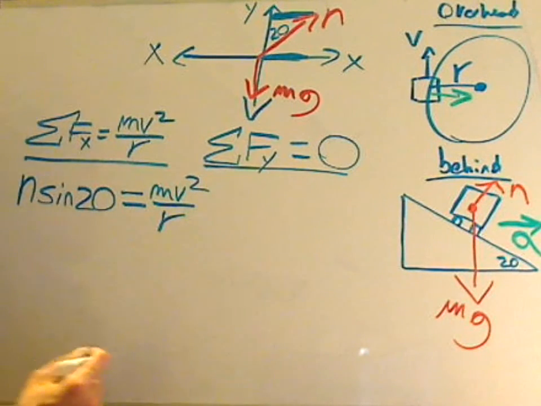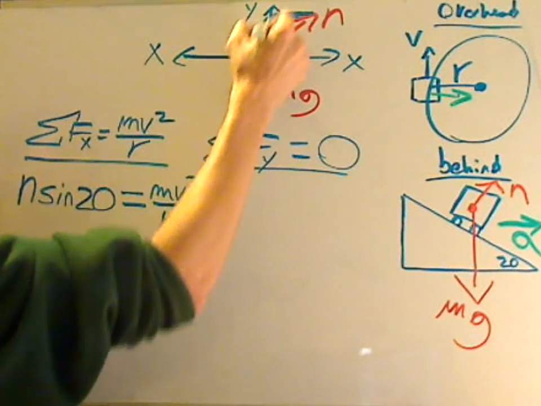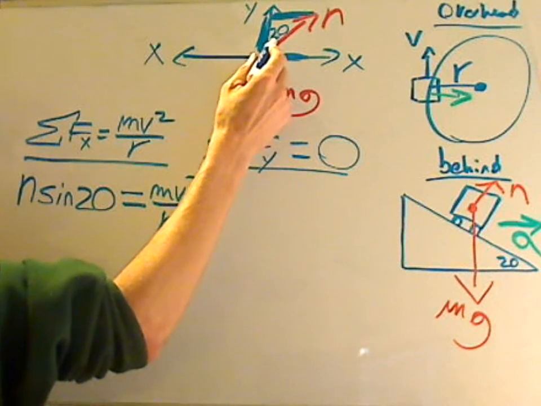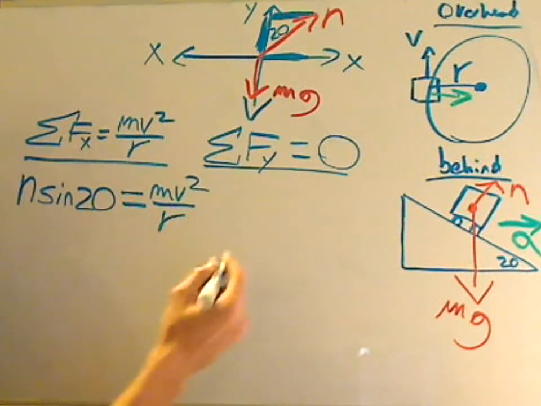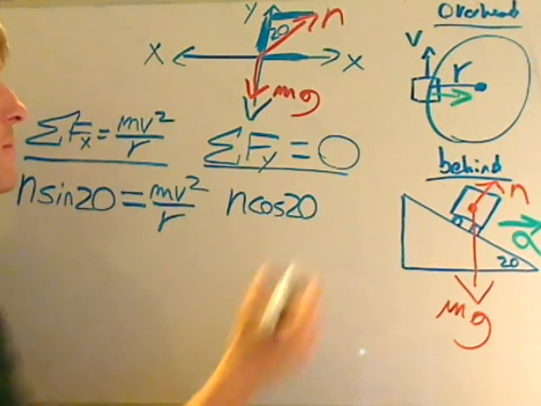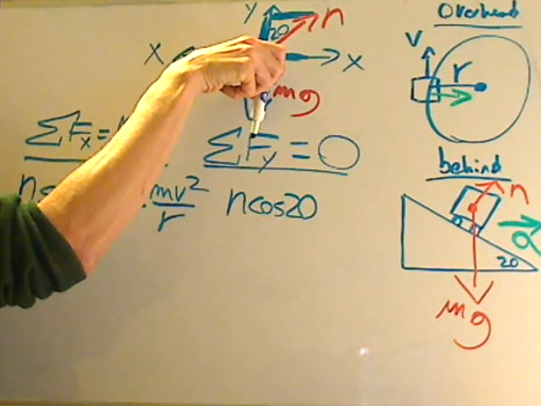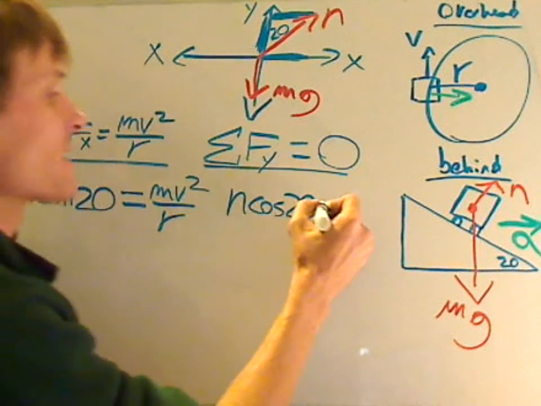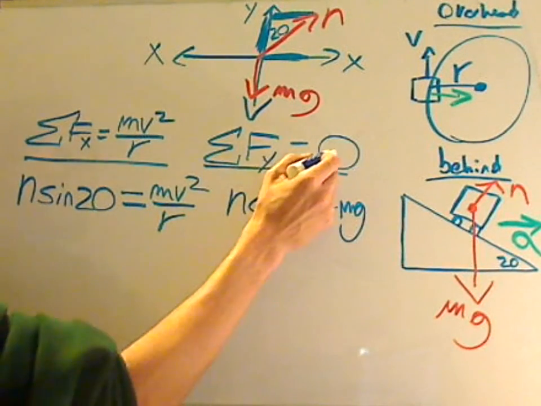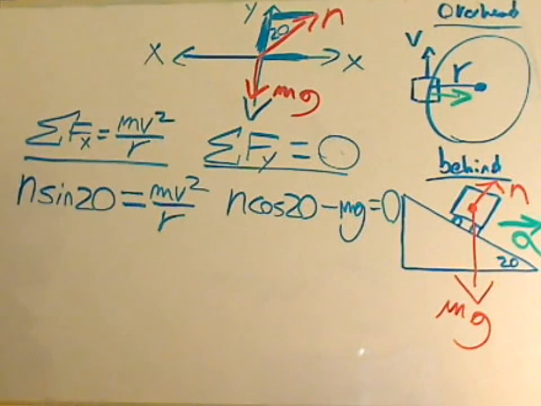So for the y-forces, we want the y components of each of these. And the y component would be this. And that's adjacent to the 20-degree angle, so we use cosine. So we get N cosine of 20. For gravity, mg points downward in the negative y direction. So we get minus mg. And that has to equal 0. Okay?